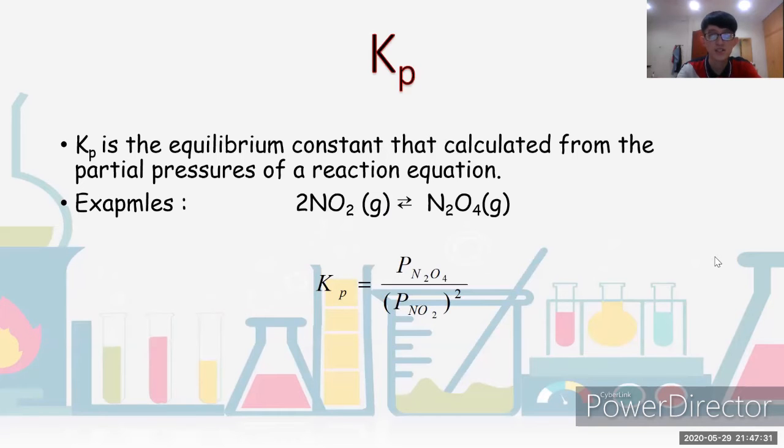There's an example of the expression of Kp for the reaction of 2 moles of nitrogen dioxide reacting to form 1 mole of dinitrogen tetraoxide.